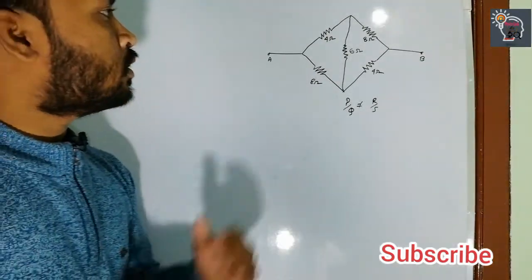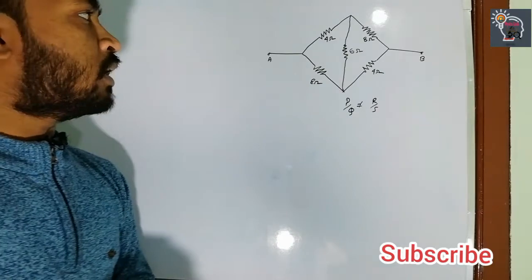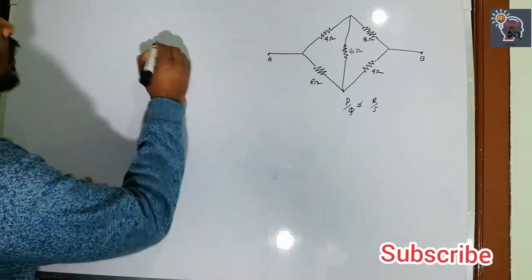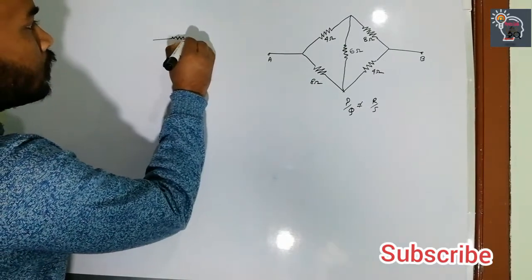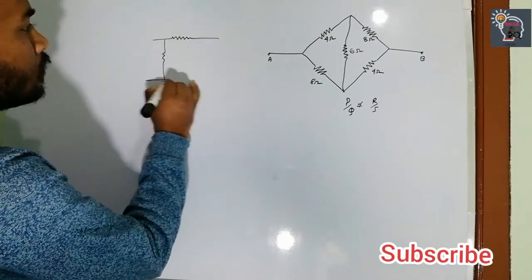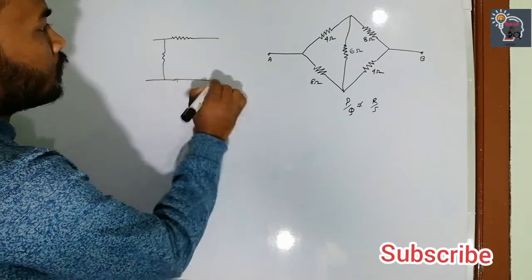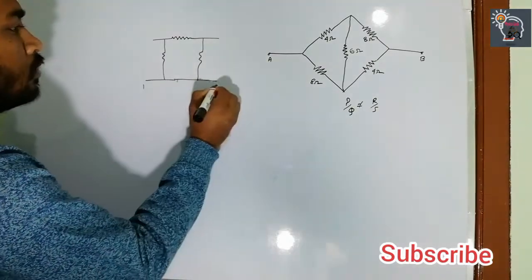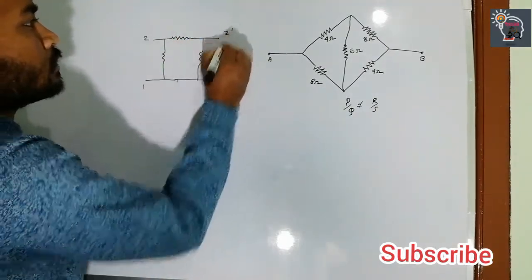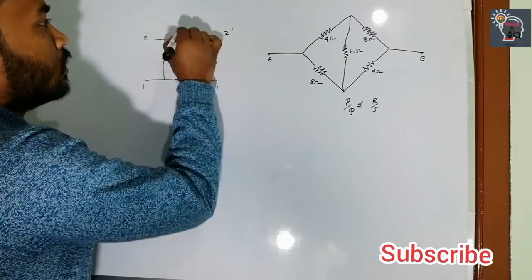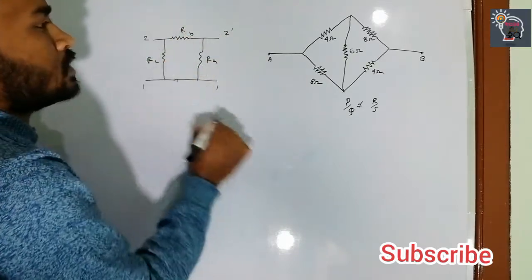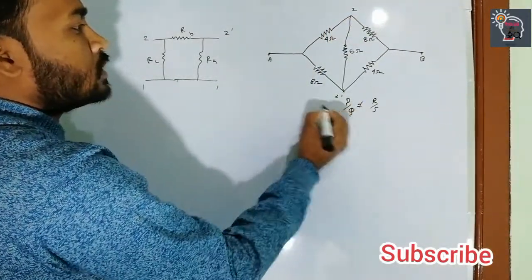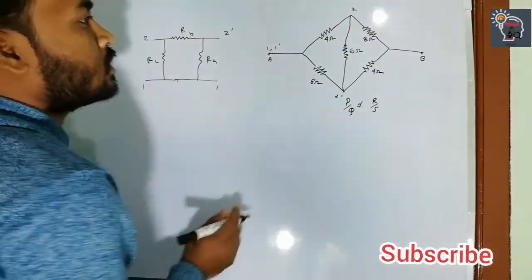Before going through the problem, you must know how to convert a pi network to a T network. Now I am drawing a pi network. This is 1 dash, 2 dash, RA, RB and this is RC. So this is point 2, this is 2 dash, this is 1 dash.